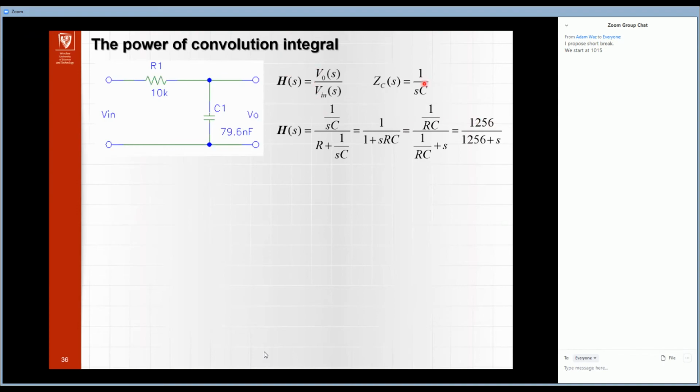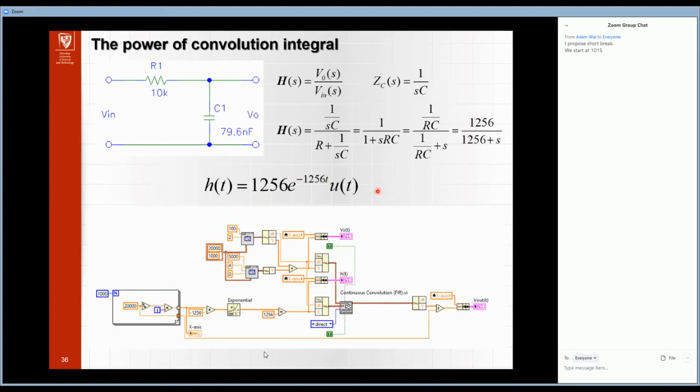So we can calculate the H(s) function, that is the transfer function, as the function V0 divided by V input. And the result we obtain is such a function. Okay, so we can transform this to the time domain. It is very simple, because here we have the magnitude, and this is the shifting in time.